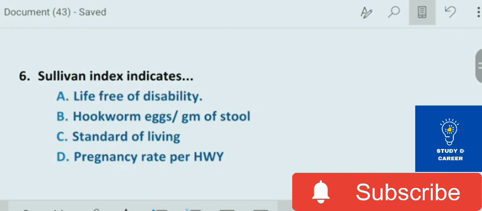Sixth, Sullivan index indicates. So what does the Sullivan index indicate? A. life free of disability, B. hookworm eggs, C. standard of living, D. pregnancy rate per HWY. So the right answer is life free of disability, which the Sullivan index indicates.